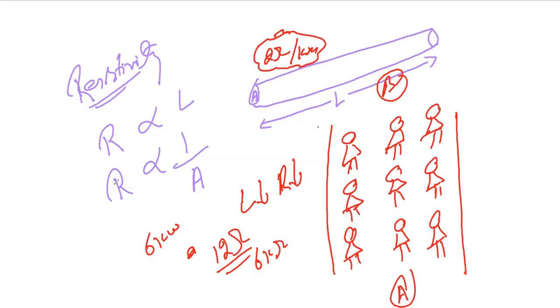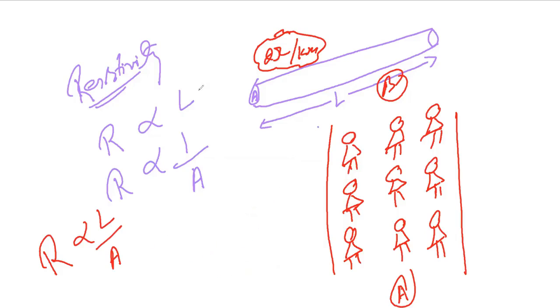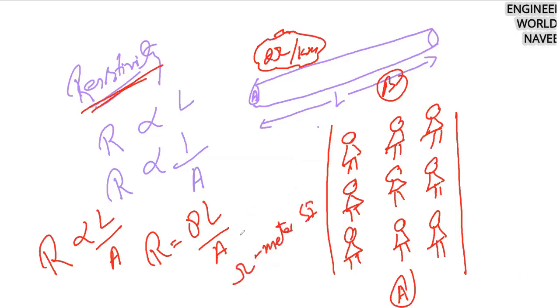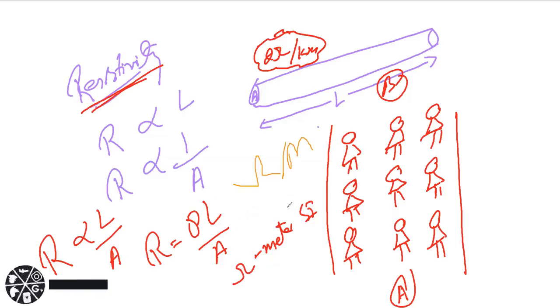Okay, so resistance is directly proportional to L, and inversely proportional to A. So in total, your resistance will be directly proportional to L divided by A. Your resistance will be equal to rho L divided by A, where rho is the resistivity. The unit of this resistivity is ohm meter. That is the SI unit. And resistivity is a material property. Wait, is it ohms per meter? Ohm meter, not per meter.